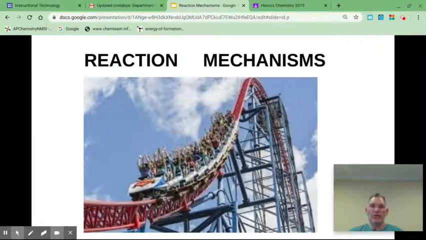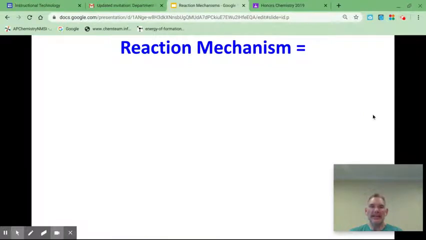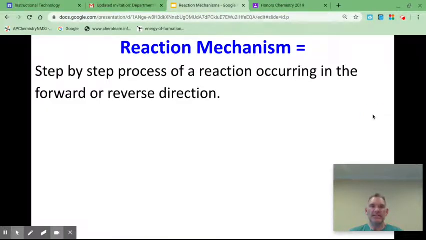Well, today we're going to talk about reaction mechanisms. And as you see from our first slide, it's kind of like a roller coaster ride. You have to go up, and then whatever goes up must come back down. So when we're talking about reaction mechanisms, we already know reactions involve energy. Well, the mechanism then is the step-by-step process of a reaction occurring in the forward or reverse direction.